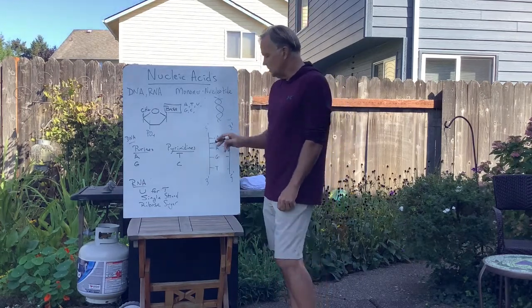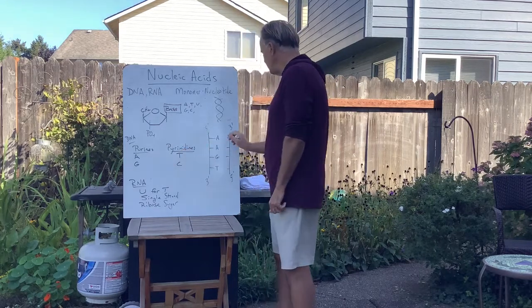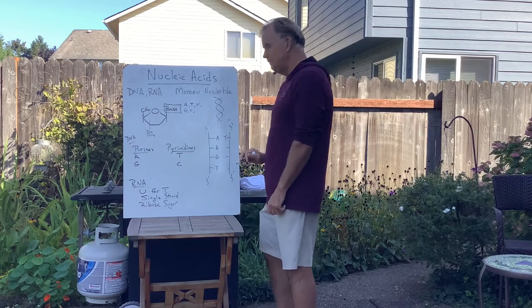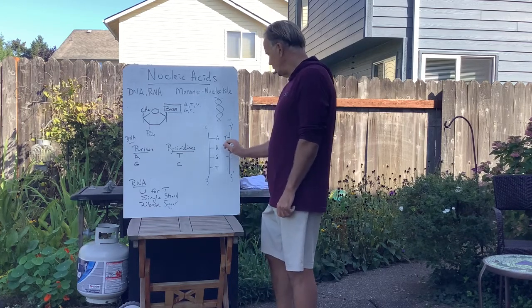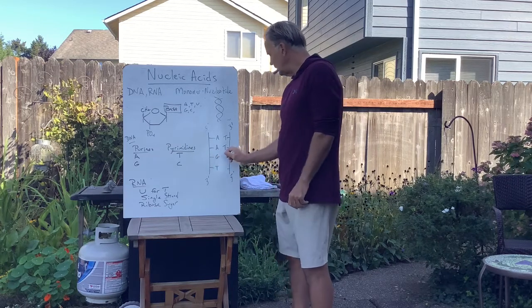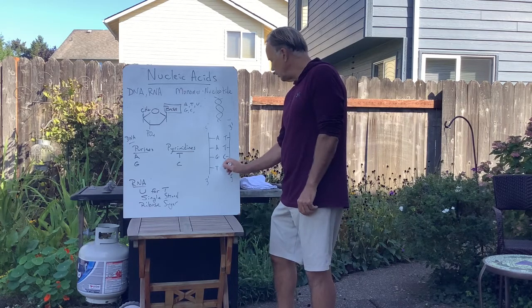When they match up, there's always a certain pattern. A always goes with T. So if this is an A, of course, this would be a T here. This is a G here. This would have to be a C. If that's a T there, this would have to, of course, be an A.